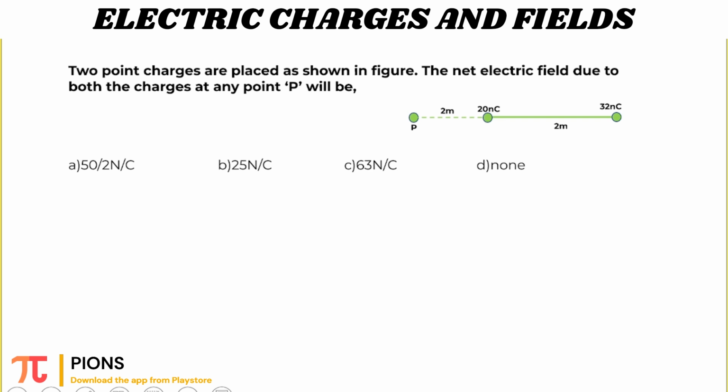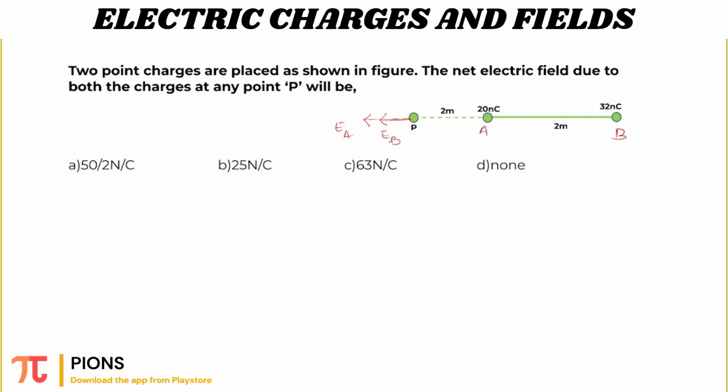Okay, let's see here. The question says two point charges are placed as shown in the figure. We need the net electric field due to both the charges at point P. Now first of all, the 20 nanocoulomb charge is positive, so the field will be radially outward, so it will be like this. Let's call it charge A and this one charge B. So the electric field due to A will be EA, and the electric field due to B also will be radially outward, so that will also point in this direction. Let's call it EB.